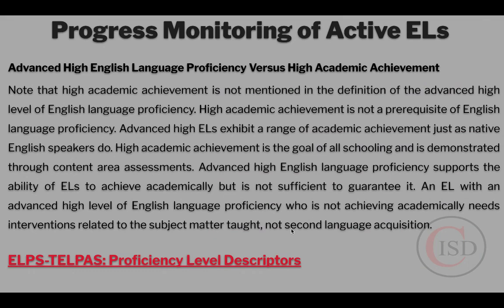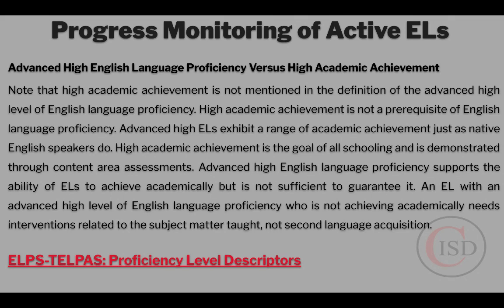So when we are looking at progress monitoring of active ELs, we'll want to note that high academic achievement is not mentioned in the definition of the advanced high level on those rubrics of language proficiency. High academic achievement is not a prerequisite of English language proficiency. Advanced high ELs exhibit a range of academic achievement just as native English speakers do. High academic achievement is the goal of all schooling and is demonstrated through content area assessments. Advanced high English language proficiency supports the ability of ELs to achieve academically, but is not sufficient to guarantee it.